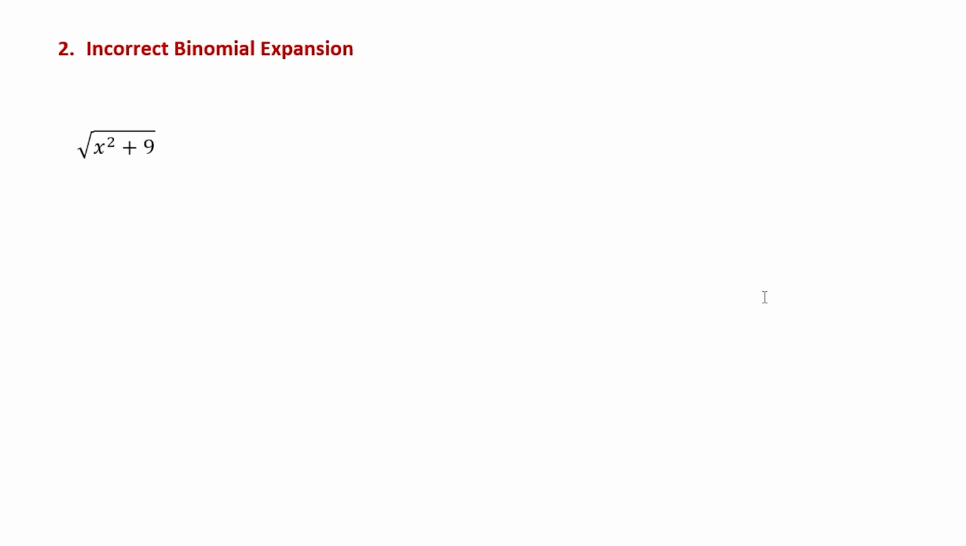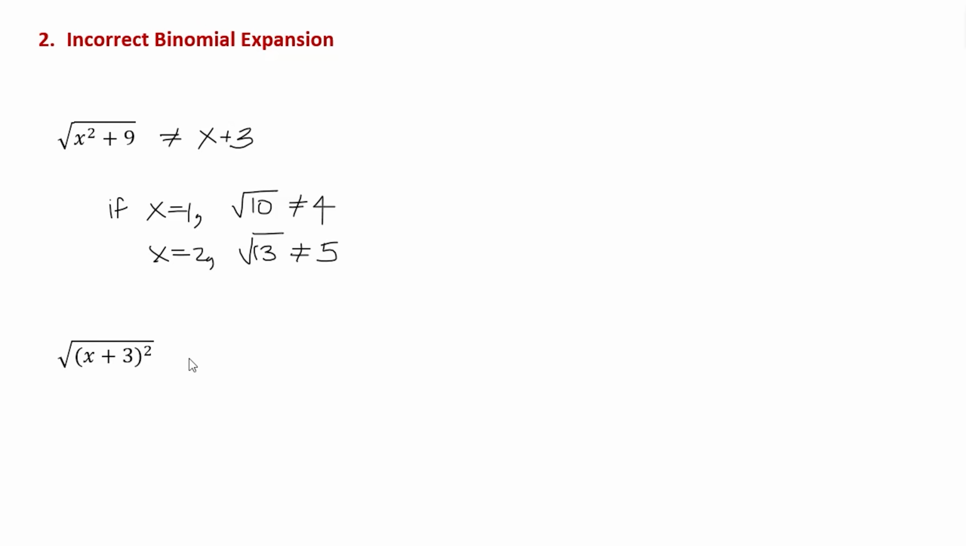Another very common error that I see is the incorrect binomial expansion error. The square root of x squared plus 9 does not equal x plus 3. So let's explore that a little bit. If x equals 1, because x can be anything, then I have the square root of 10. And the square root of 10 certainly does not equal 4, does it? Which is 1 plus 3. If x is 2, then I would have 4 plus 9, so the square root of 13, and that does not equal 5. So I'm just demonstrating to you that this is not correct.